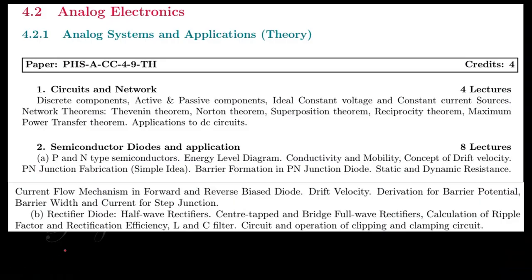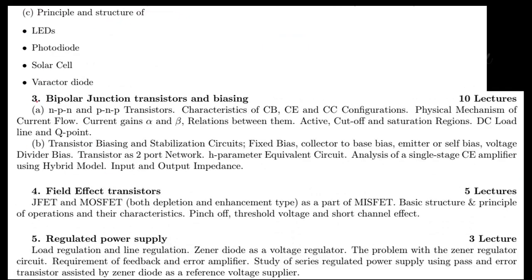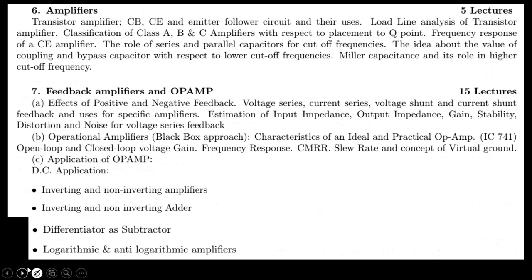Okay, so you can see this is the syllabus of the University of Calcutta 4th semester. This part, that is circuit and network, semiconductor diodes and application, bipolar junction transistor, that is the BJT, FET, field effect transistor, regulated power supply, amplifier, all these things were covered in the previous lectures. In the last lecture we covered the feedback amplifier, and in this lecture we want to discuss the operational amplifier up to the virtual ground.